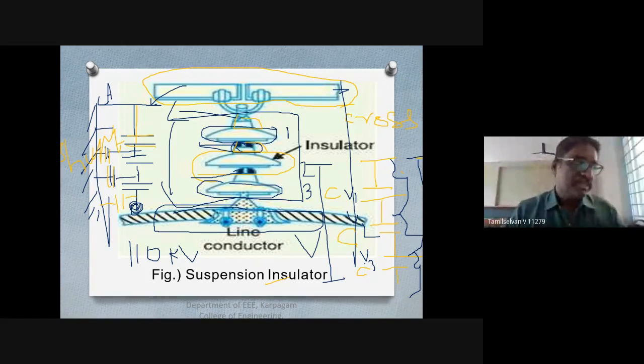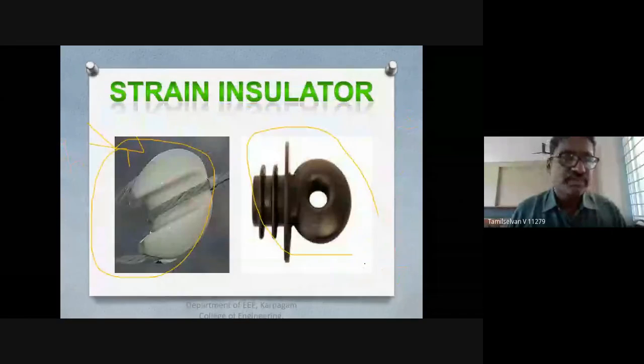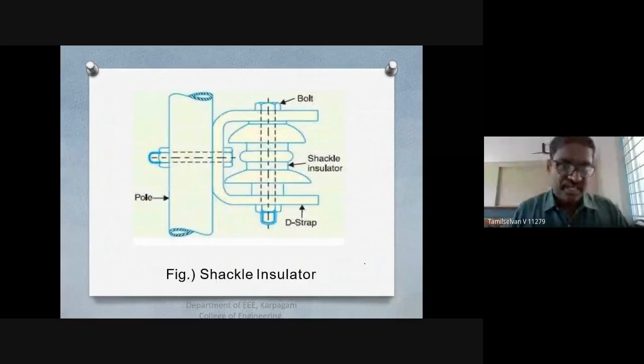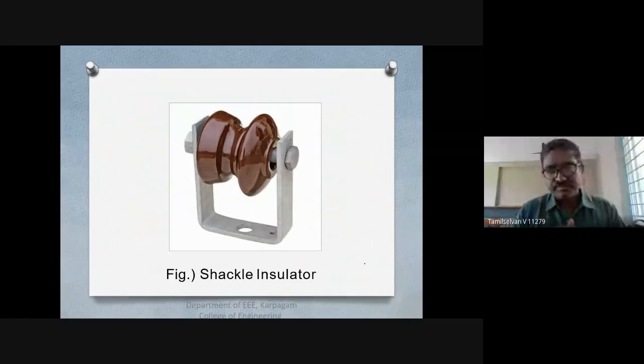Based on the string efficiency, we can also go for methods to improve the string efficiency. So we'll derive the mathematical expression for the voltage distribution in your string, and based on that, we can calculate our string efficiency.